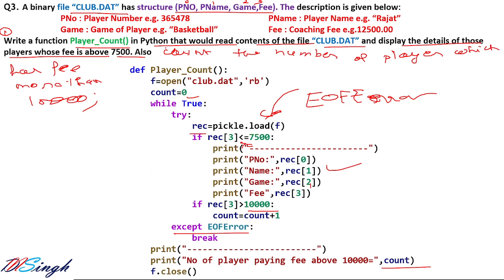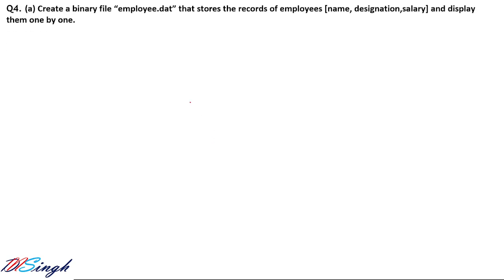I hope that while copying this question I left out some part of it, but I hope you got what I want to explain here. This is the logic being used here. Going to the next question, here we see: create a binary file employee.dat that stores records of the employees.